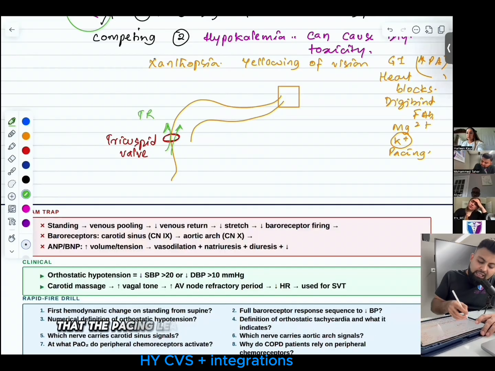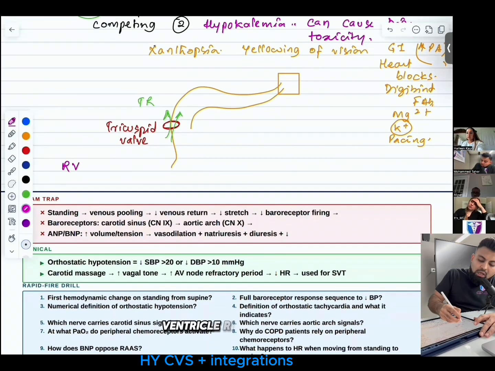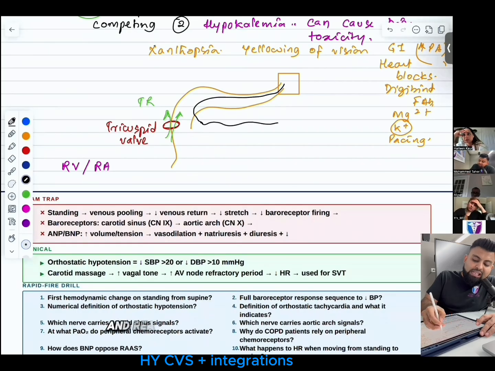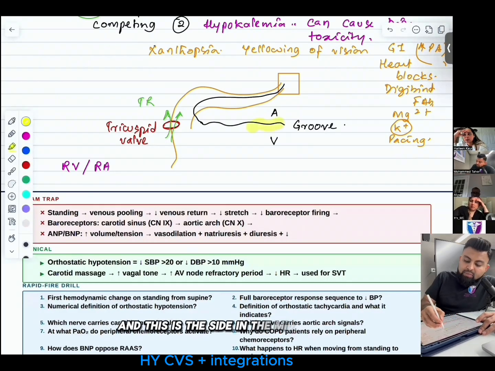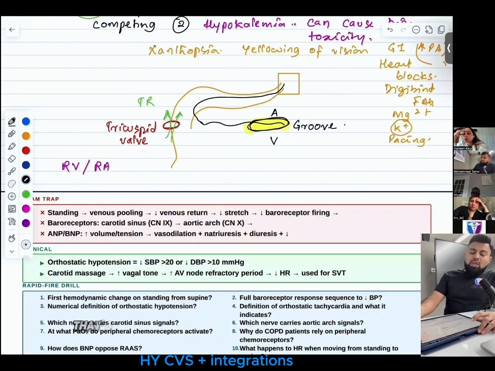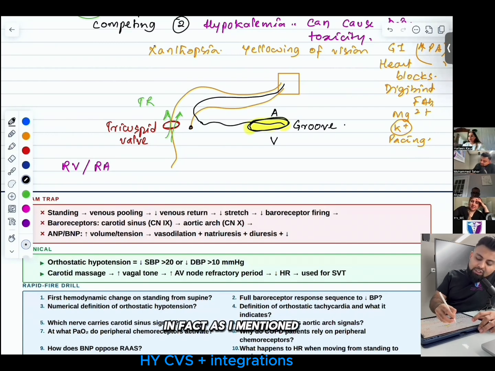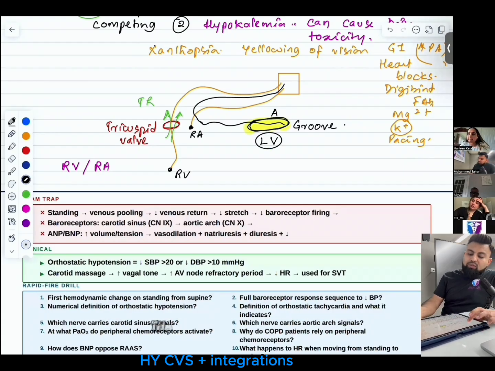Please remember that the pacing leads are usually connected with the right ventricle, right atrium, and sometimes you also pass on the right side, and then you actually pass through and reach the atrioventricular groove. Yes, atrioventricular groove, and this is the site in the middle here. That's the site you actually pace now. The left side, that's the left ventricle, right? That's a question in your world. Exactly. Yes, that's the question. And in fact, as I mentioned, either the right atrium or the right ventricle, or here is my left ventricle. Please remember, atrioventricular groove, that's the site you place it.